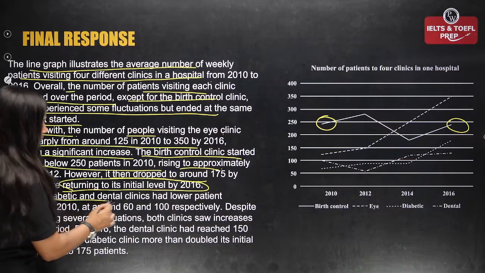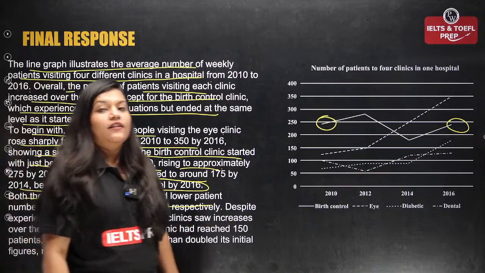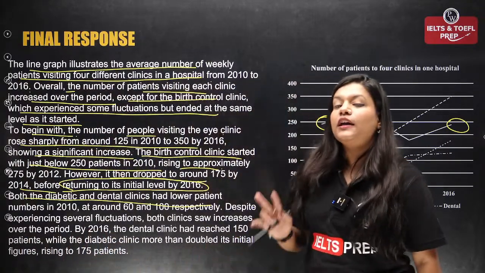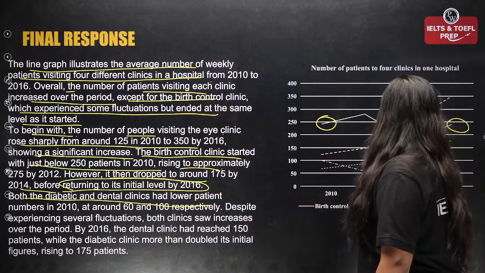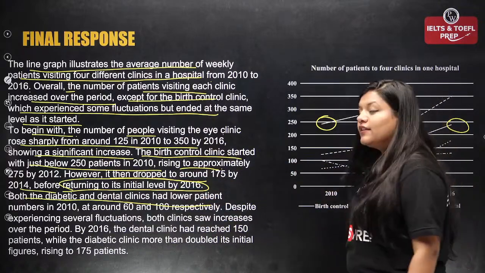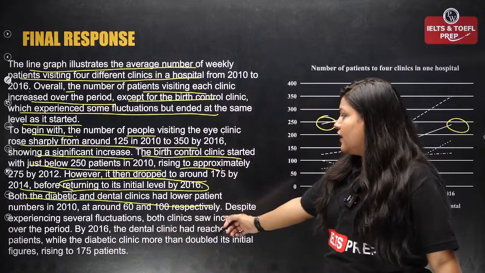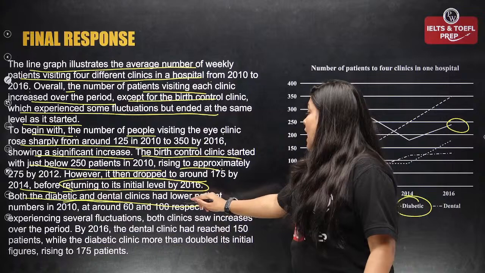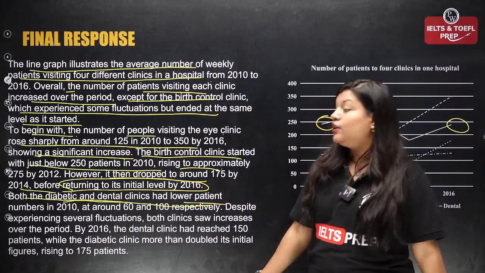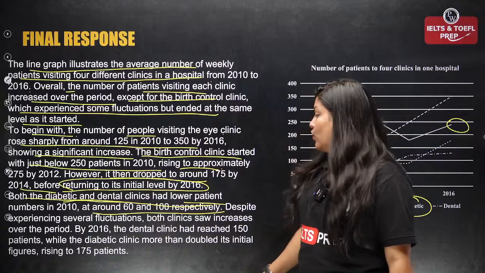Both the diabetic and dental clinic had lower patient numbers in 2010. Now, whenever you see two categories showing the same level of trend, you can just compile them and present them together, like it has been done over here. Both diabetic and dental clinic had lower patient numbers in 2010 at around 60 and 100 respectively, okay?